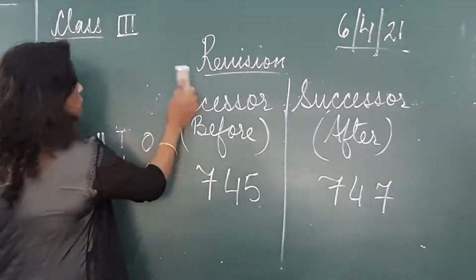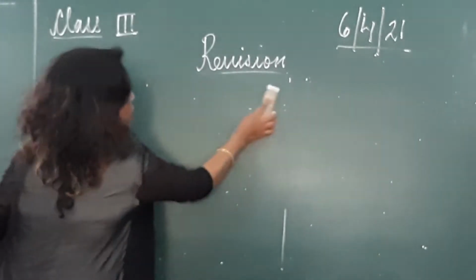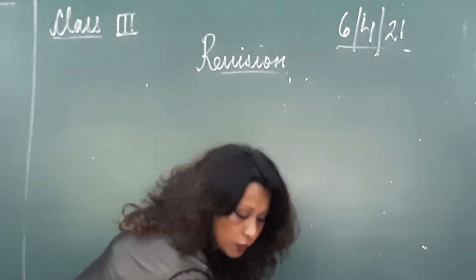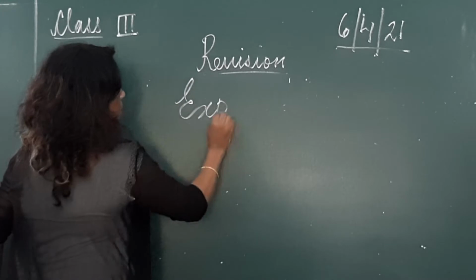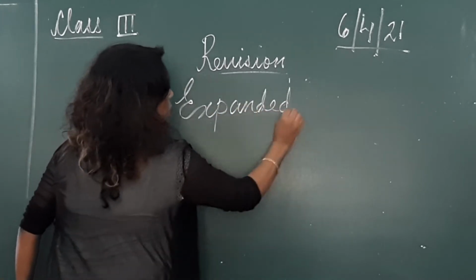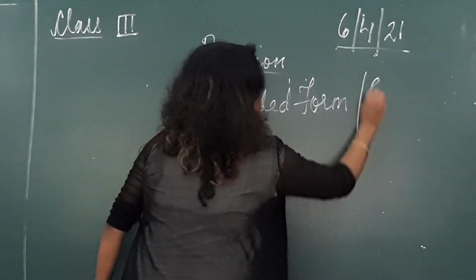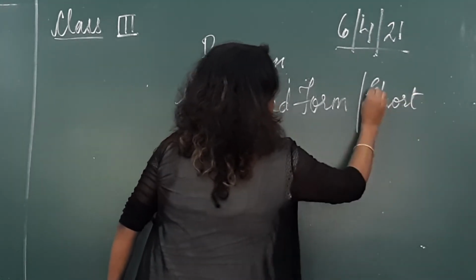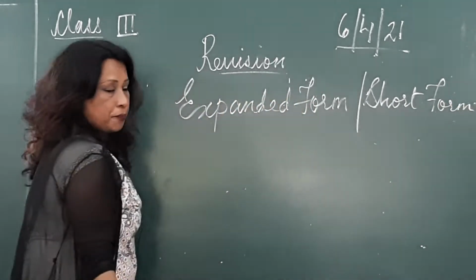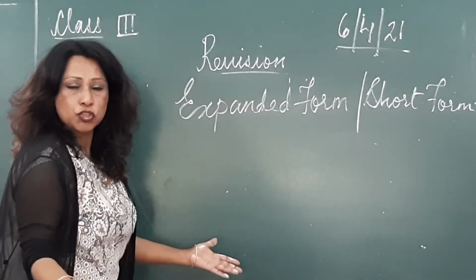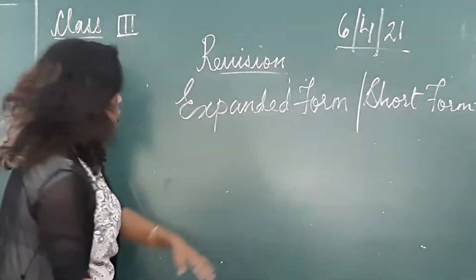Alright. So this was the second chapter which you are going to get for your unit test. Now next we come to the third one: the expanded form or the short form. What do you mean by expanded form? As I've already told you, expand means to make it long. The same small number, you are going to make it long.